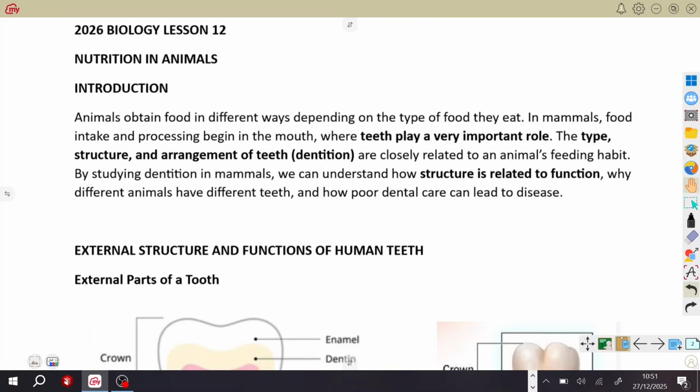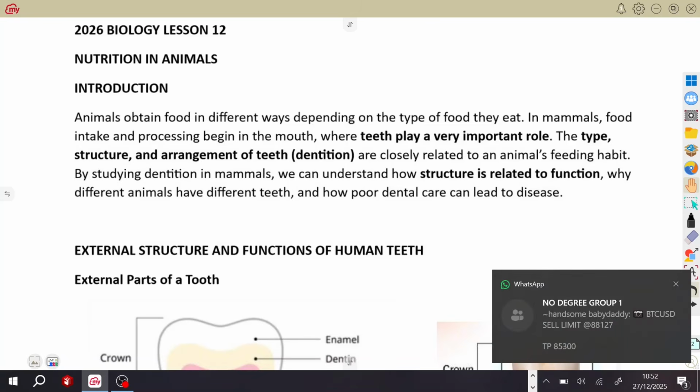So they put the food in their mouth first for the process of food to begin, where teeth play a very important role. So in the mouth, the teeth are the ones that play a very important role in processing food. So we are saying the type, structure, and arrangement of teeth, which is dentition.